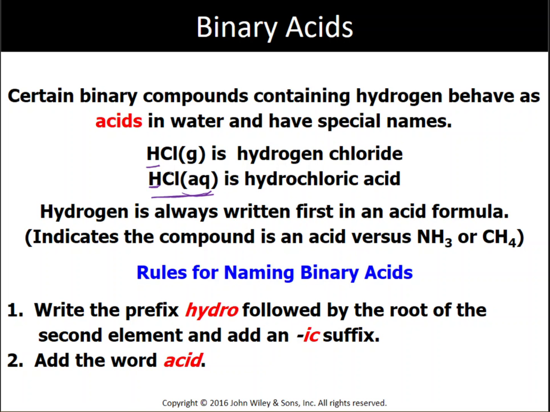Now, if you had HCl and it wasn't in an aqueous form, it's not an acid anymore. You just call this hydrogen chloride gas. So pay attention to the difference between these two.